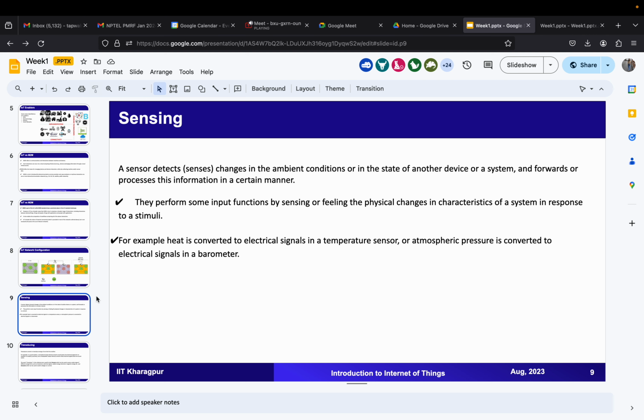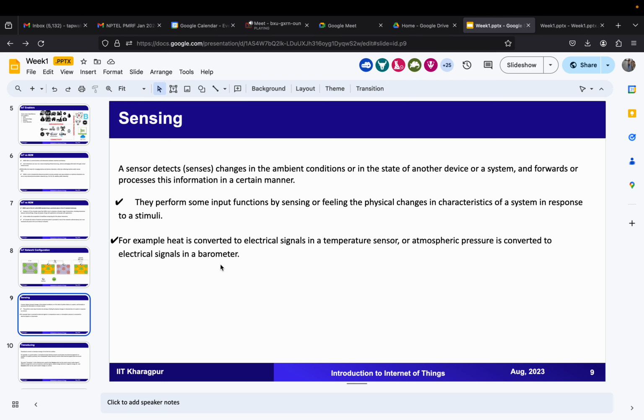This sensor detects changes in the ambient condition or in the state of another device or system, and forwards the data which is sensed by it to process this information in a certain manner. Then they perform some input function by sensing or feeling the physical changes in the characteristics of a system in response to a stimulus. For example, heat is converted to an electrical signal in a temperature sensor, or atmospheric pressure is converted to an electric signal in a barometer.